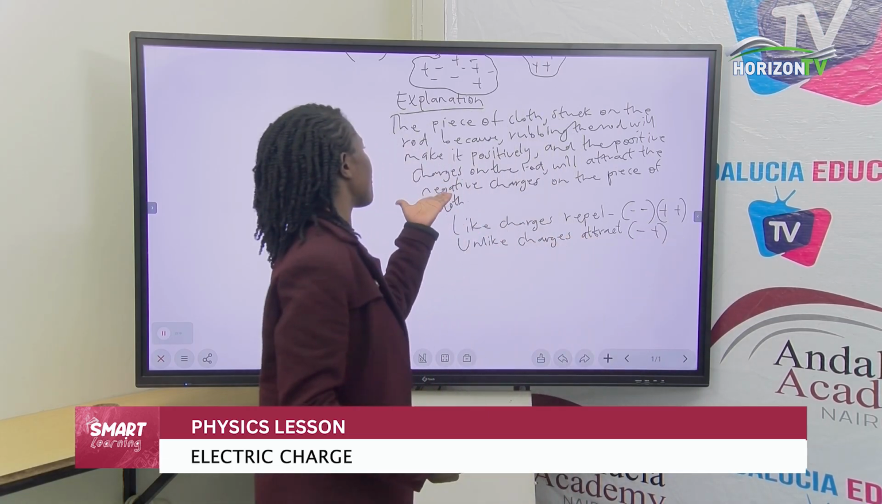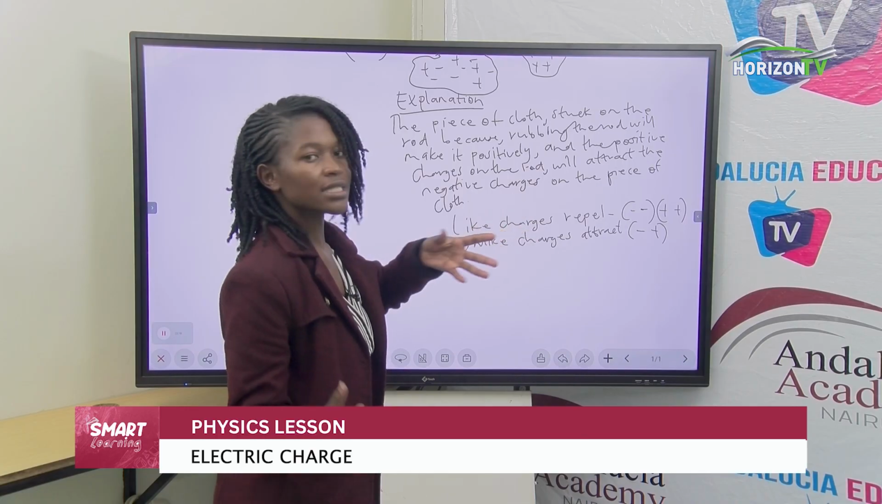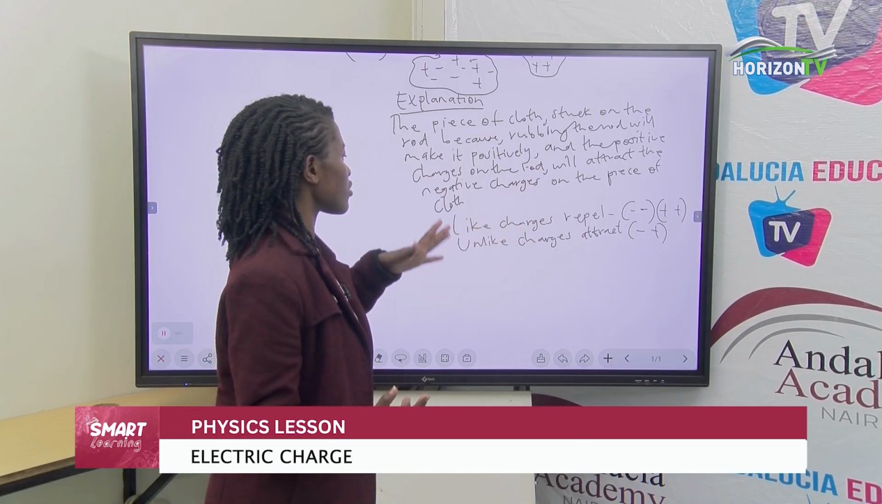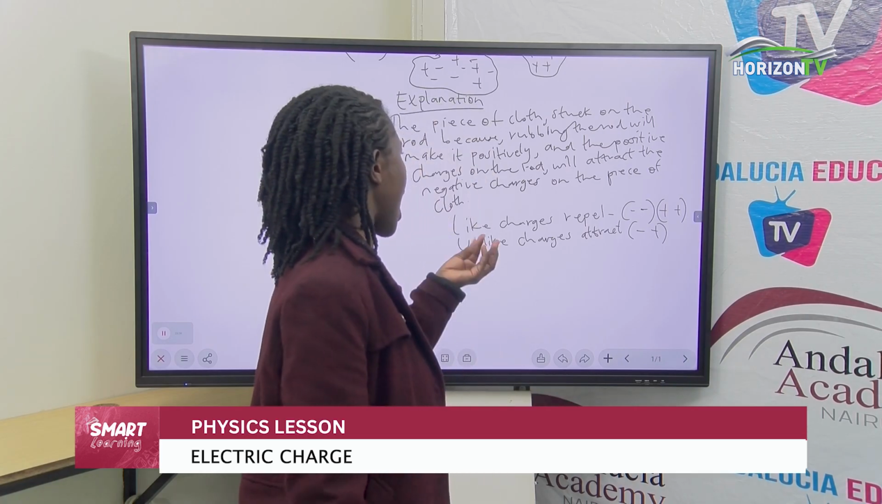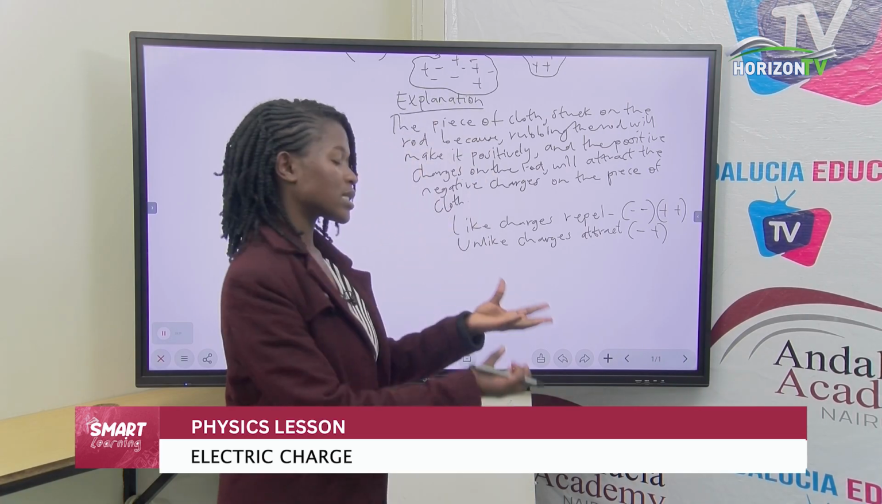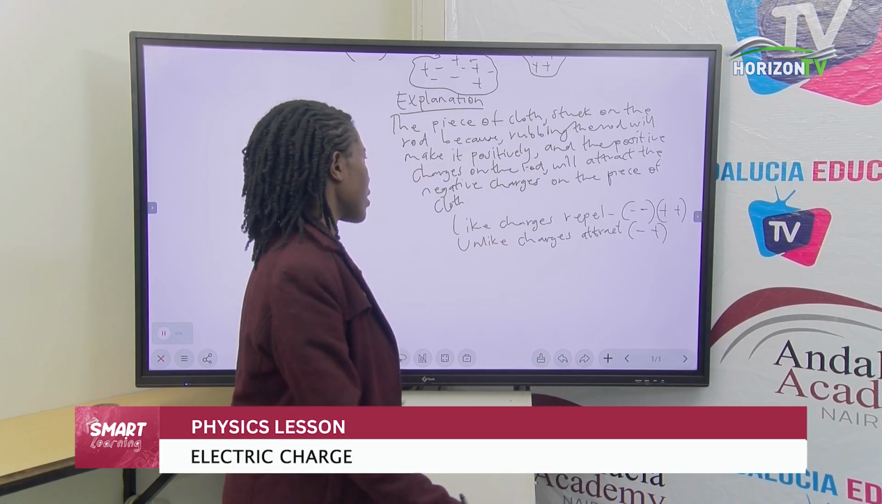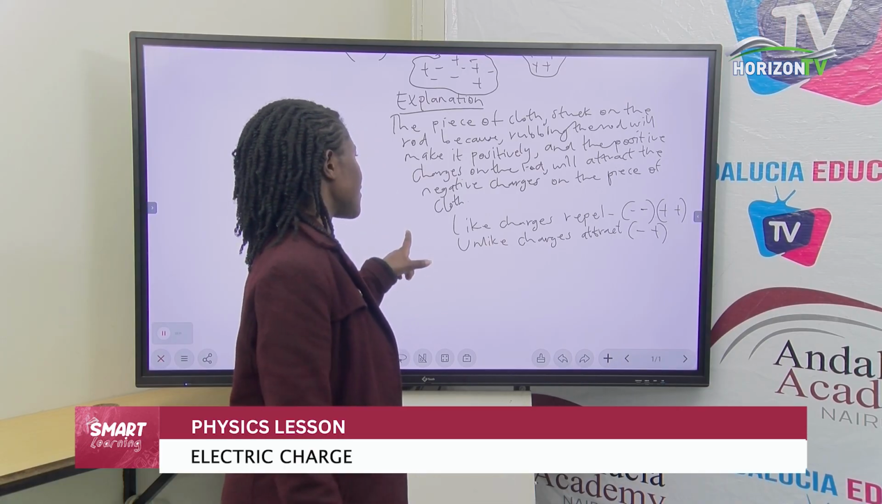So this is what is happening here. We have that piece of cloth sticking on the piece of rod because there was creation of different charges which attracted. That's why it was sticking. It was sticking on the what? On the rod. So this is the first experiment.